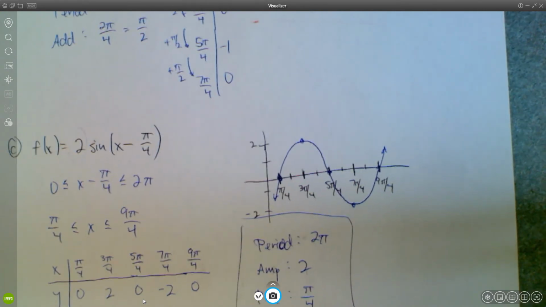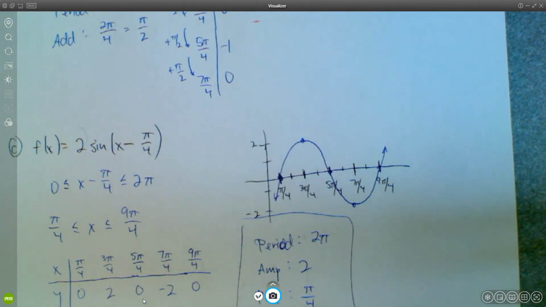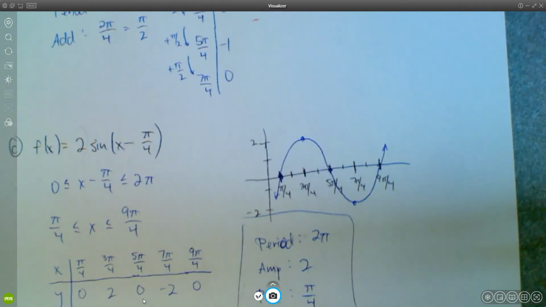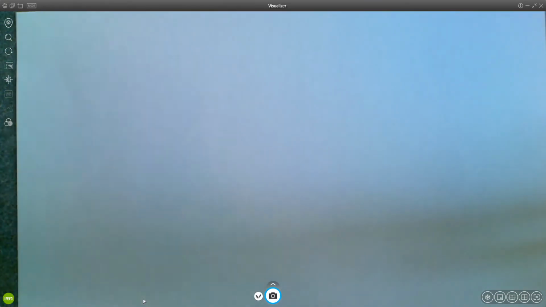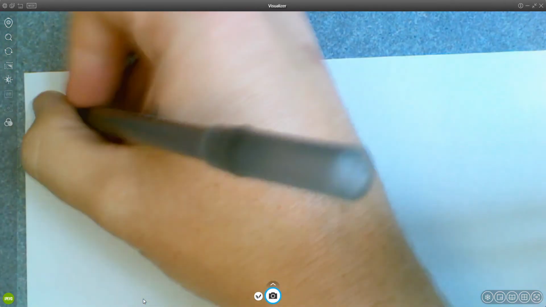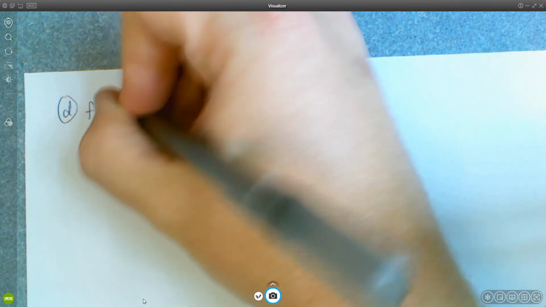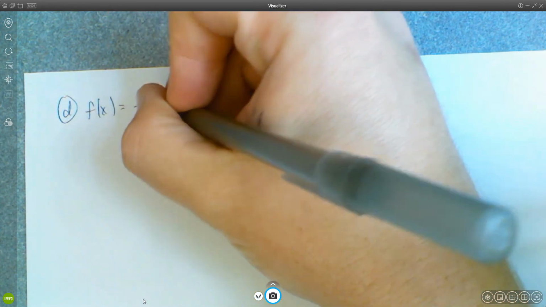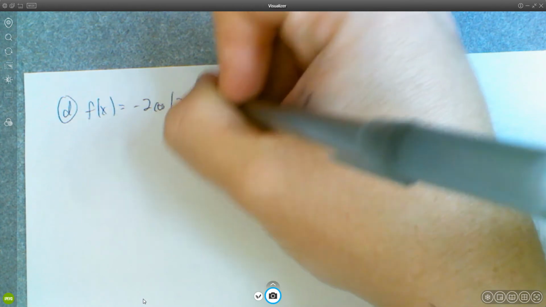Okay, I want to give you one more example. This time we'll throw in a change in period as well. So we're throwing in the whole kitchen sink, I guess. Or what is the phrase? Everything but the kitchen sink, I guess. Okay. Negative 2 cosine of 3x minus pi over 2.